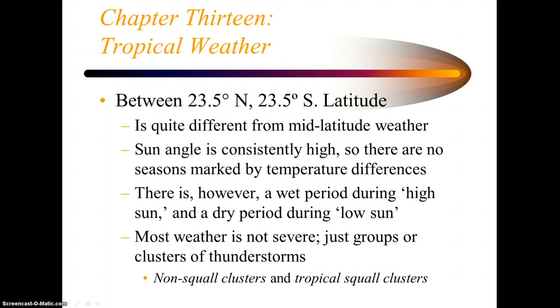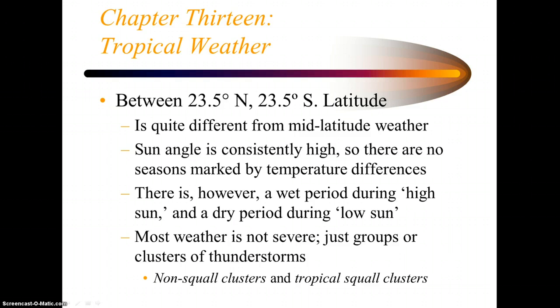All right. Tropical weather, which is defined as weather between 23.5 degrees north latitude and 23.5 degrees south latitude, is quite different from mid-latitude weather. The sun angle is consistently high, so you have all that incoming solar radiation beating down on the ocean surface incessantly. There are no seasons in the tropics marked by temperature differences. It's always warm. There is, however, a wet period during high sun and a dry period during low sun. So when there's a low sun angle, and it's not too much lower than the high sun angle, there's a distinct dry season. When the sun is high in the sky, there's a distinct wet season.